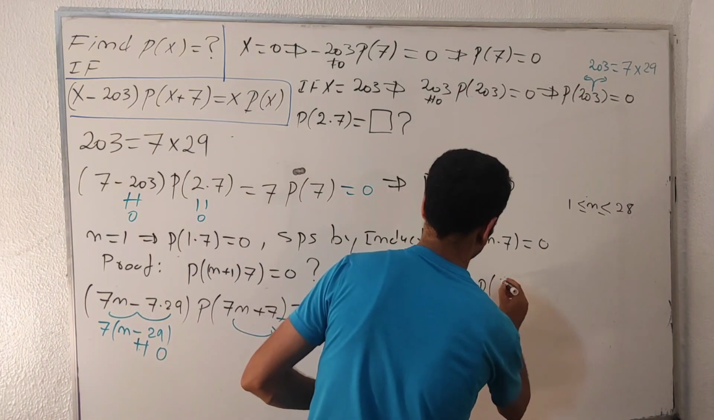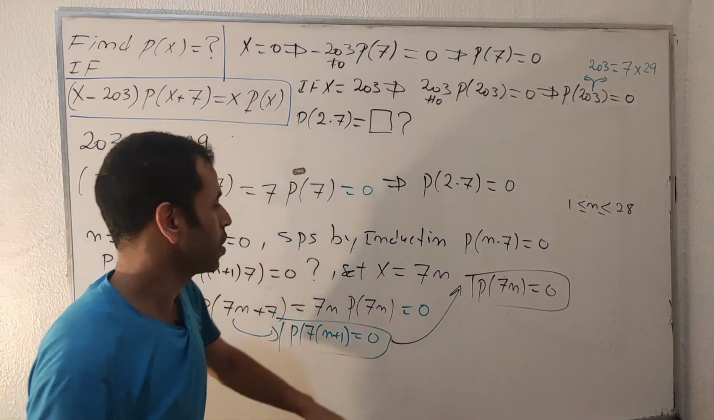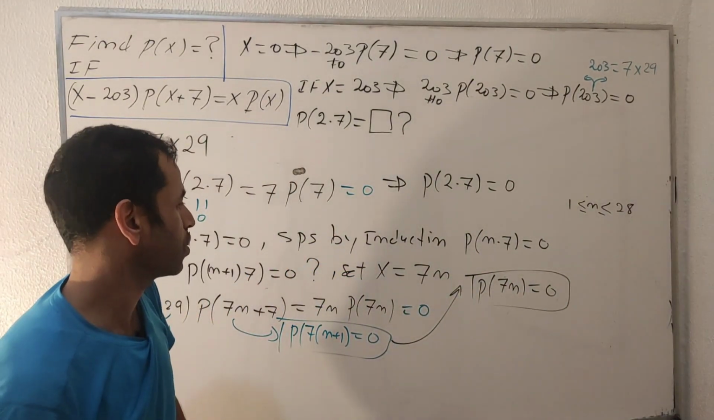Finally, p of 7n equals 0. Okay, I'm going to use this fact for the next step. Let's erase this board and move on.